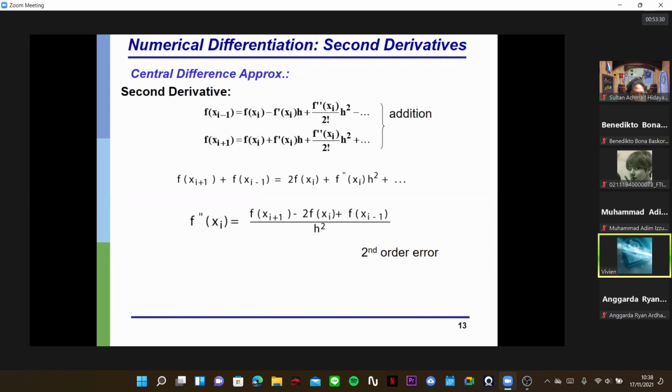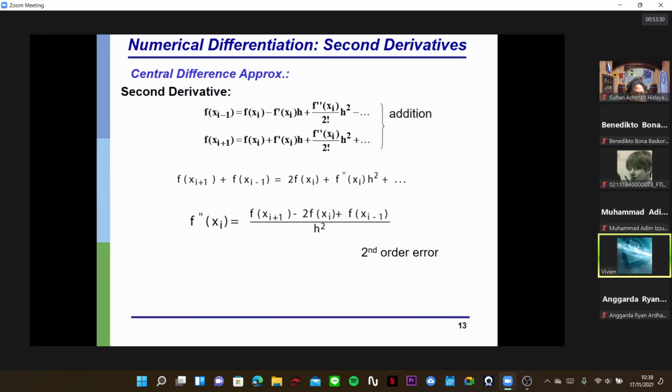So how to minimize the error? We can see here that the first is the scheme, which is the level of accuracy of the scheme. We choose higher order. And then the second is to use smaller interval length. If we use smaller interval length, the error is also greatly reduced.